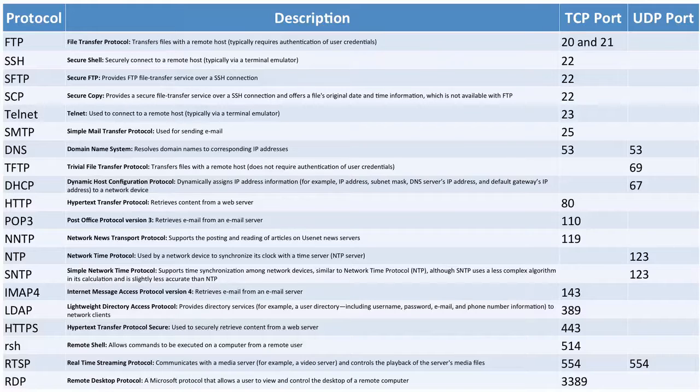DNS, the domain name system, running on either TCP or UDP port 53, is going to allow us to resolve a domain name like Cisco.com to a corresponding IP address. Another variant of FTP is TFTP, or Trivial File Transfer Protocol, using UDP port 69. It's going to be used for file transfer. It's not secure, and it doesn't even require authentication like FTP does.